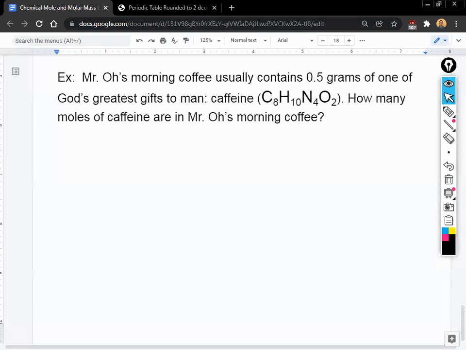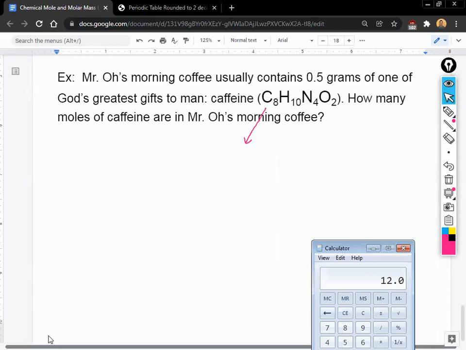Let's get started, guys. So first thing we want to do is we want to find the molar mass of caffeine. Okay. So if we take a look at caffeine, how many carbons do we have? 8. We have 8 carbons. Now carbon, each of them have a molar mass of 12.01. So we're going to get our calculator and do 12.01 times 8. That's going to give us a total molar mass of 96.08 for all the carbons.